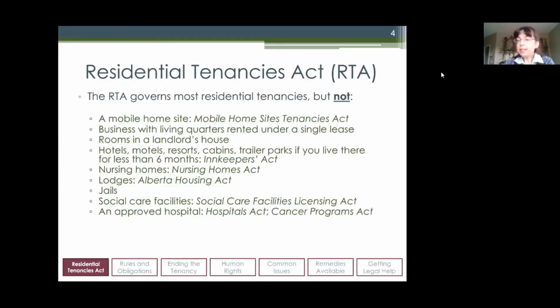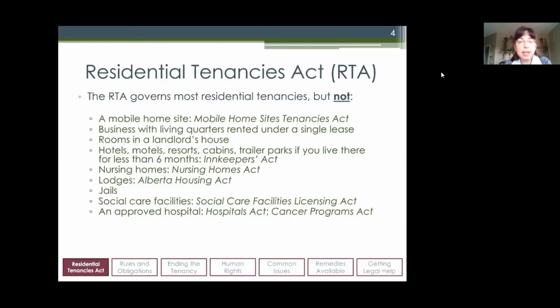It is very important to understand that the law, when it comes to landlords and tenants, so the act, governs certain kinds of living arrangements, but not all of them. The list on the slide will show you where the act for landlords and tenants does not apply. There would be different rights, different rules, different obligations.